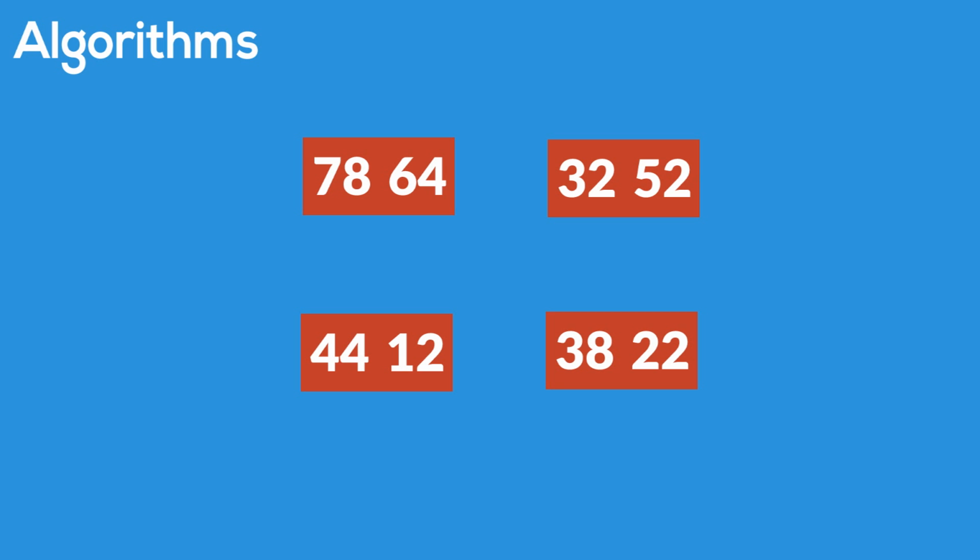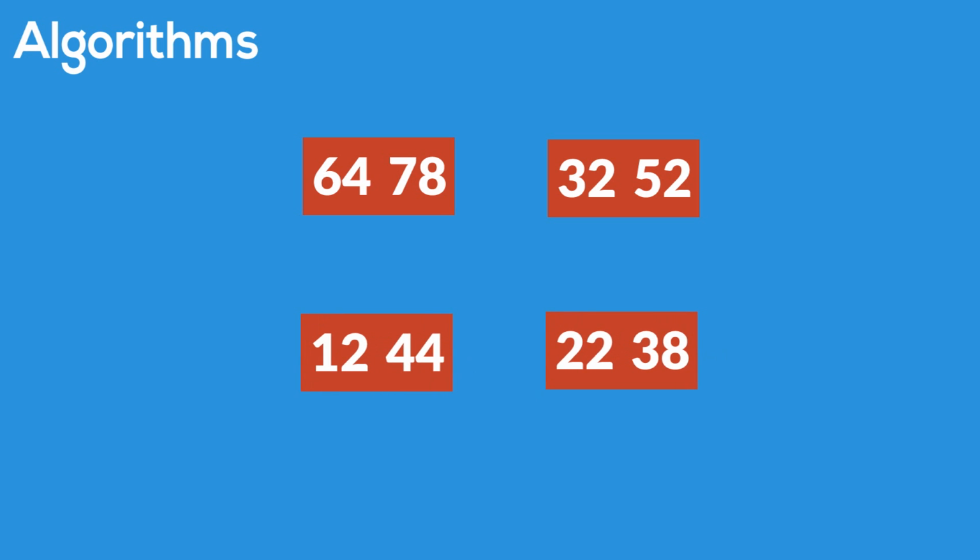Watch this. We have 78 and 64. 78 is more than 64, so we're going to write them down as 64 and 78. Now let's try another. 32 and 52. Oh, will you look at that. 52 is greater than 32, therefore we're going to put 32 and 52. Now do that for all of your pairs.